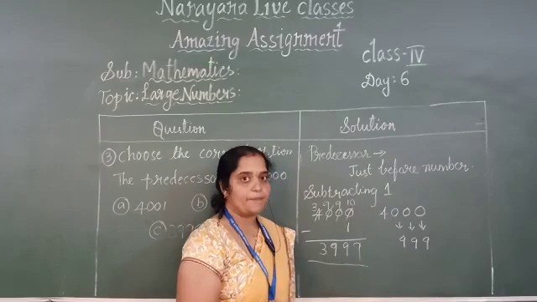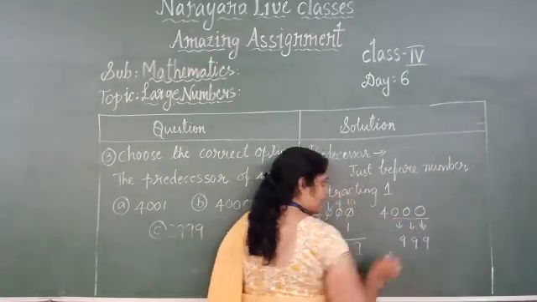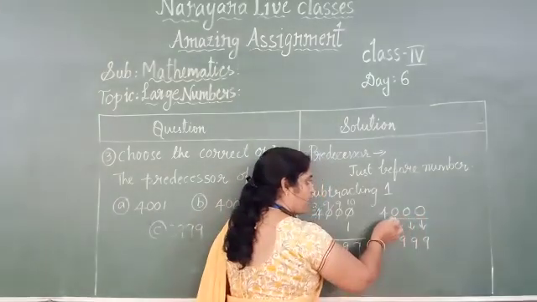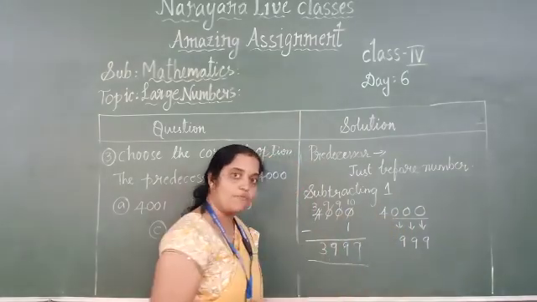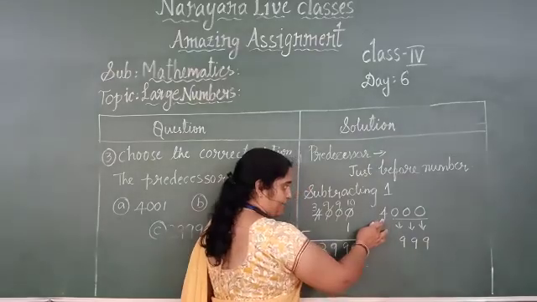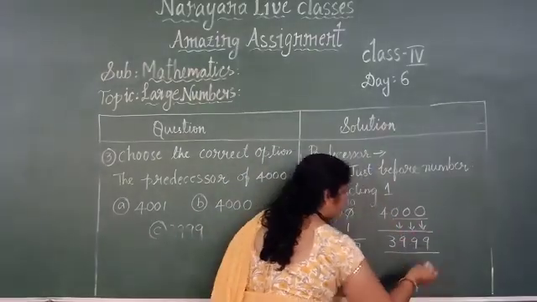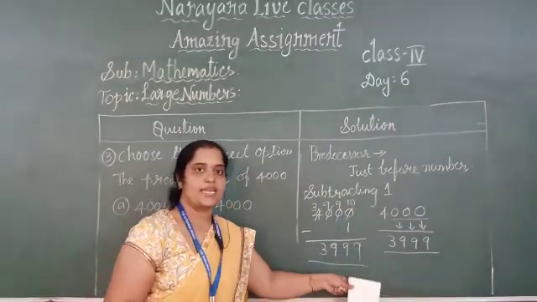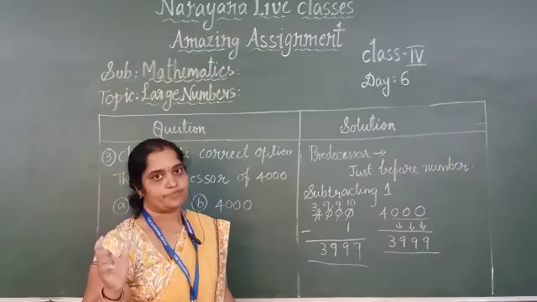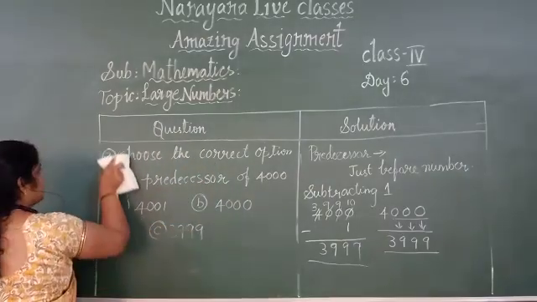I am speaking about the predecessor once again, children. If a number is ending with continuous zeros, the zeros will be replaced by 9, and whatever the number after the 0 will be decreased by 1. Decreased means subtraction. 4 minus 1 is 3. So the predecessor of 4000 is 3999. I hope you got the answer, children. Let us move on to the next question.